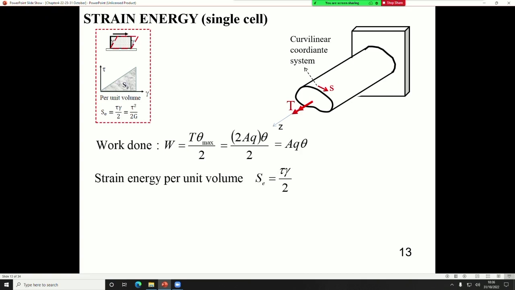Now this equation is valid. And I can say the strain energy stored per unit volume is equal to tau squared divided by 2G. Now the next stage is to find the volume integral of this term and equate it with the top equation to find the angle of twist.